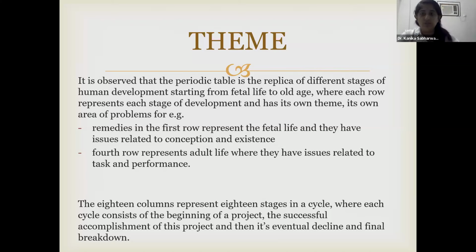Similarly, each of the 18 columns represents a cycle of life. So what do I mean with that cycle? The elements at the top of the vertical column are concerned with the beginning of a project. The middle section is accomplishment or achieving that project or accomplishing your task. And the end or the bottom elements of each column talk about the decline.